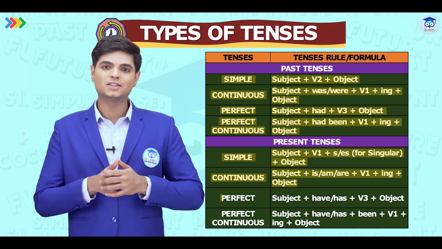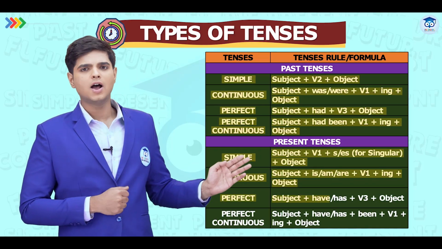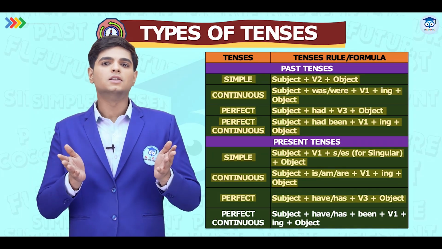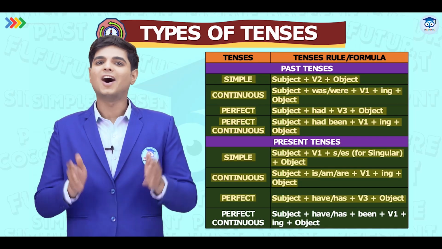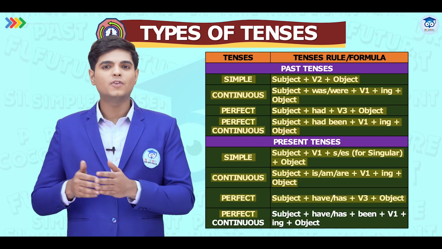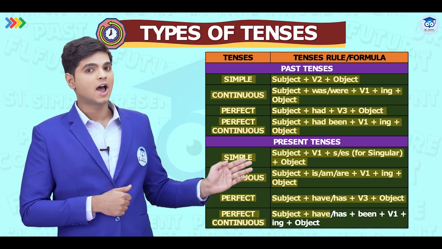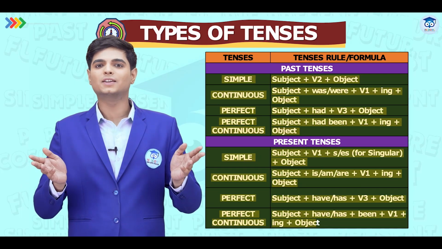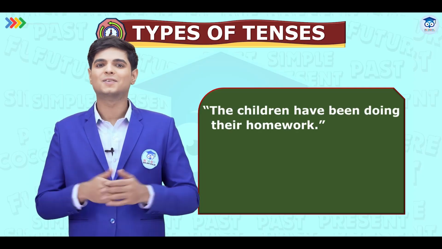After that comes the present perfect tense, where we use subject plus have or has, then the third form of the verb and the object. For instance, the children have done their homework. Finally, there's the present perfect continuous tense, which combines subject plus have or has been, the verb with ing and the object. As in, the children have been doing their homework.